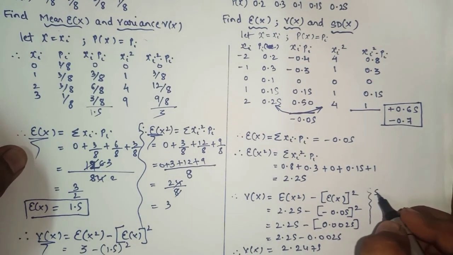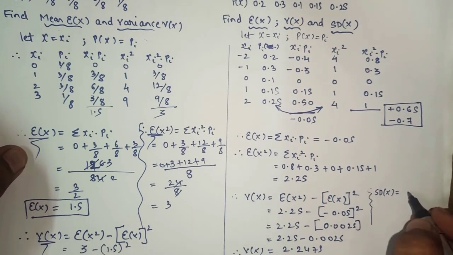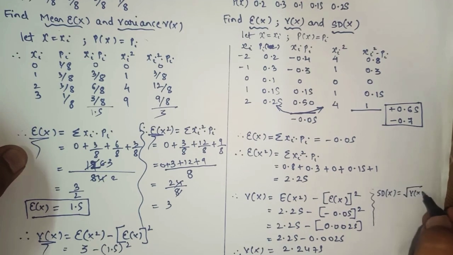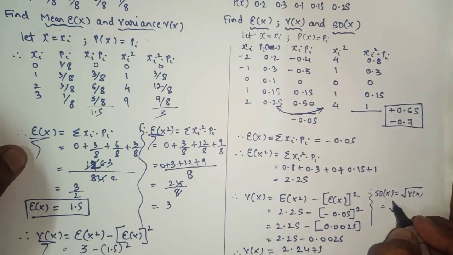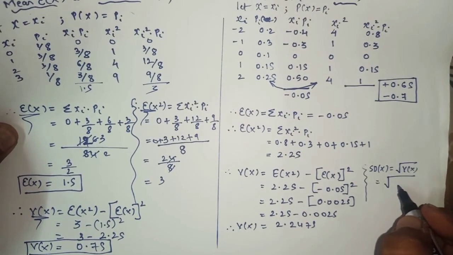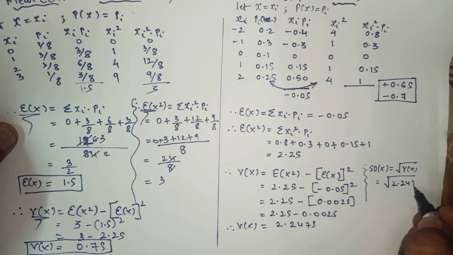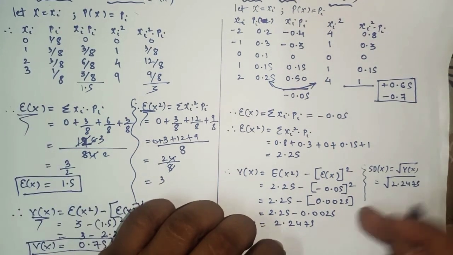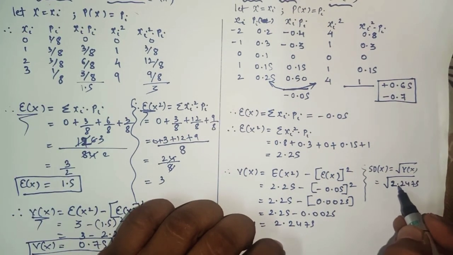As we know, to find standard deviation, simply you will find the square root of V(X). So what is the answer for V(X) here? That is 2.2475.